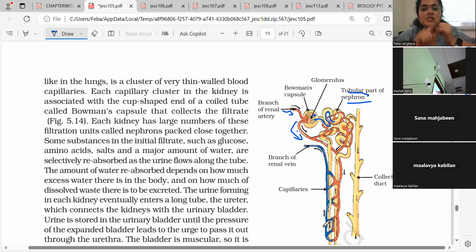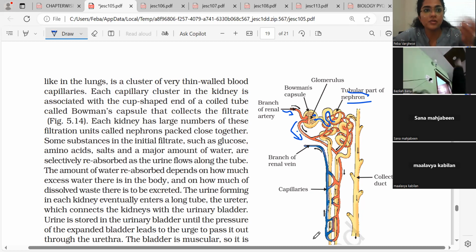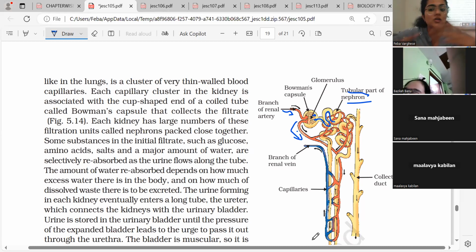Now, which all are the substances that are going to get absorbed back into the body while the filtrate is moving through the tubule? Water. Glucose. Nutrients. Yes, some essential minerals, salts and everything. If they are required by your body, they'll be reabsorbed back into our body. And what all things are secreted into the filtrate? Urea is secreted into the filtrate, and also excess salts, if they are there in the body, they'll also be secreted into the filtrate. Yes. So all those kind of things are happening.